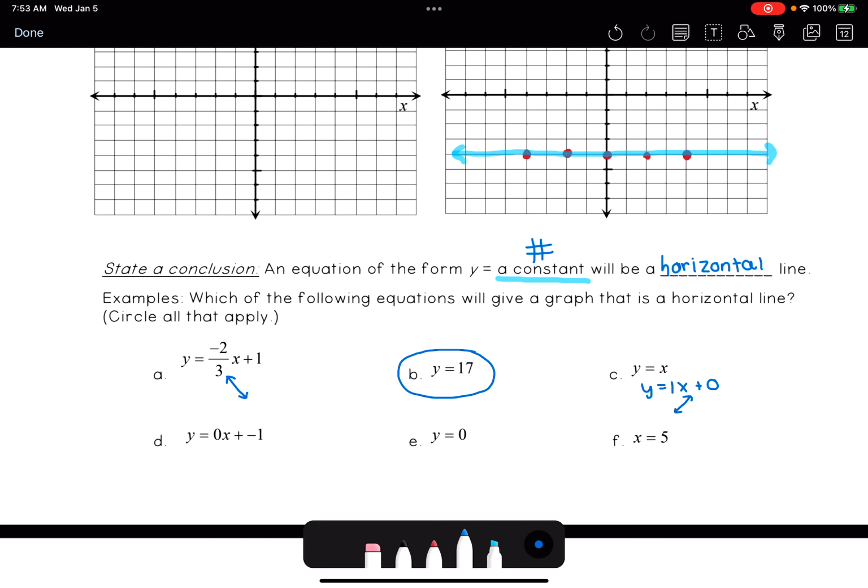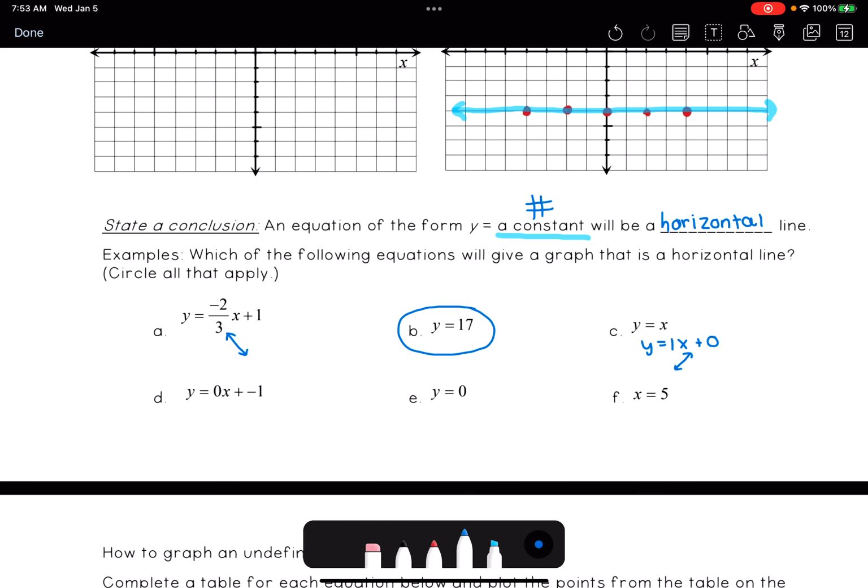The next one, y equals 0x plus negative 1. 0 times x is always 0. So this is really just y equals negative 1, which is a horizontal line. Y equals 0, same thing. X equals 5. Notice this time it's x instead of y. So that's not going to give us a horizontal line.